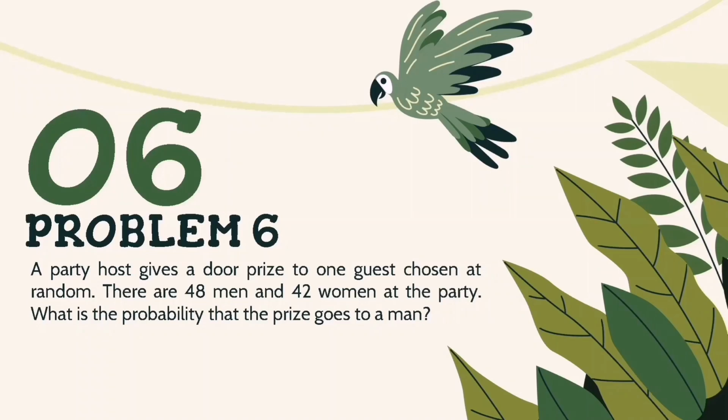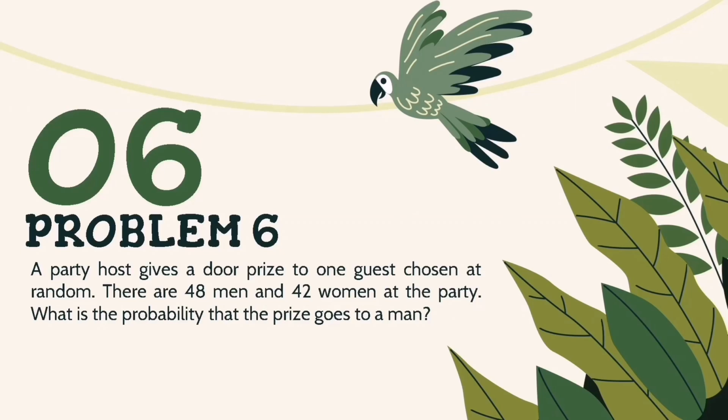So I am Ashley Lunod and I will report on our problem number six. For problem number six, a party host gives a door prize to one guest chosen at random. There are 48 men and 42 women at the party. What is the probability that the prize goes to a man?